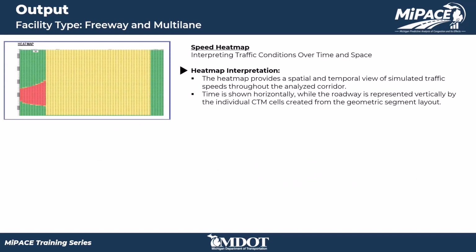The speed heat map provides a time and space view of the simulated traffic conditions. Time is shown across the vertical direction, while roadway is represented by the CTM cells created from the geometric segment layer. Each colored cell represents the simulated speed for a specific location and time interval. Higher speed areas indicate uncongested or less restricted conditions, while the lower speed areas indicate congestion or queue formation.